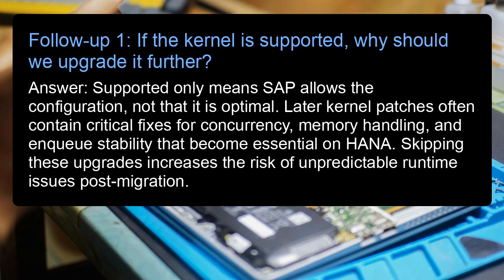Follow-up 1. If the kernel is supported, why should we upgrade it further? Answer: supported only means SAP allows the configuration, not that it is optimal. Later kernel patches often contain critical fixes for concurrency, memory handling, and queue stability that become essential on HANA. Skipping these upgrades increases the risk of unpredictable runtime issues post-migration.